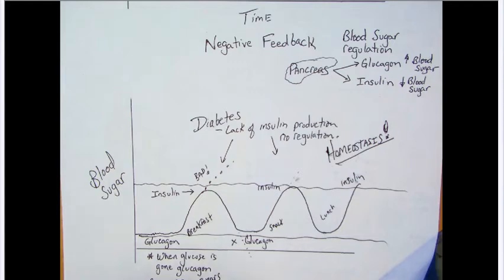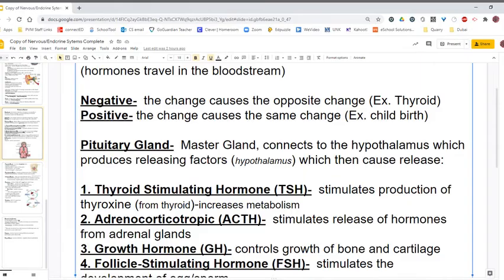All right, well, let's go back over to our notes. So now that we're back, let's talk about the pituitary gland. The pituitary gland is called the master gland frequently. It connects to the hypothalamus, which is located just superior to it, or just above it. And this hypothalamus stimulates the pituitary gland by producing releasing factors. So they come from the hypothalamus.